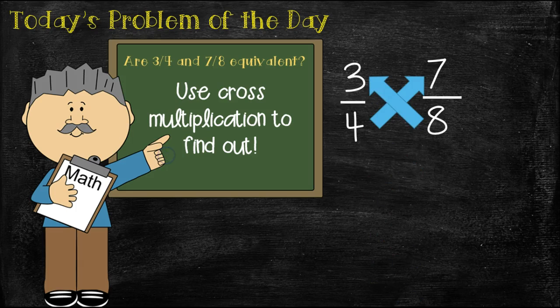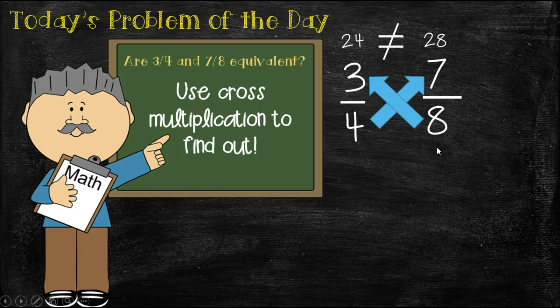So we're going to go ahead and put our arrows in, and our arrows are in the shape of a multiplication sign. So that reminds us that we're doing cross multiplication. So we're going to start with the denominator here, and we're going to start with the 4. 4 times 7 equals 28. Now we're going to start over here with the other denominator, and that's 8 times 3 equals 24.